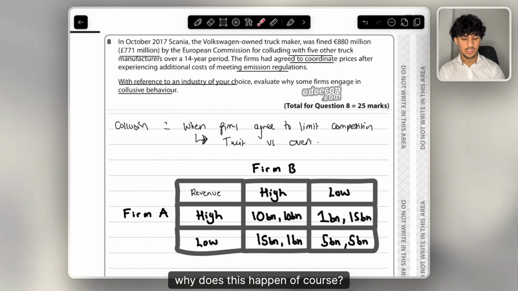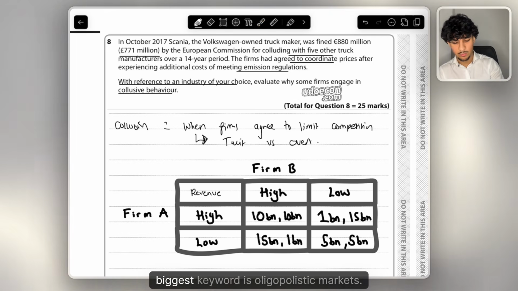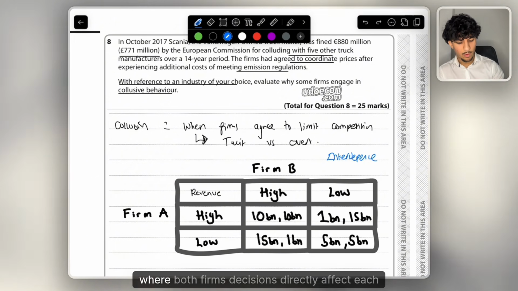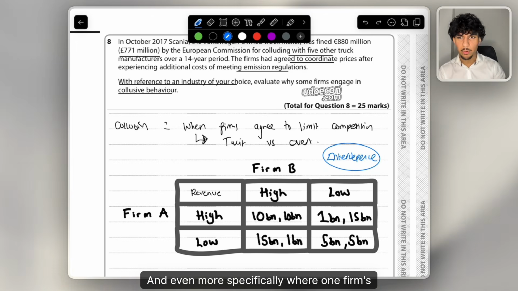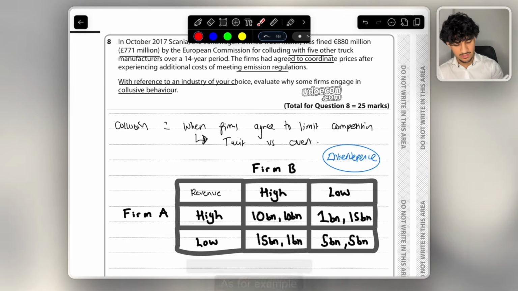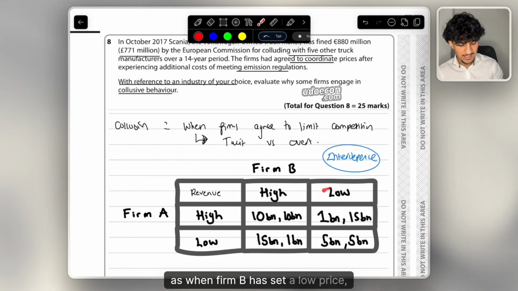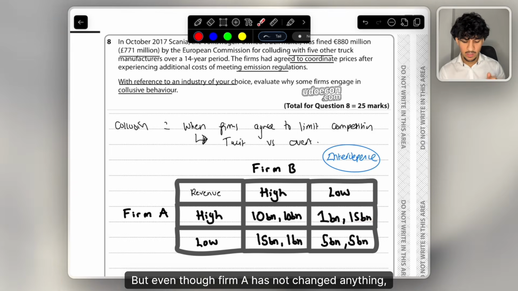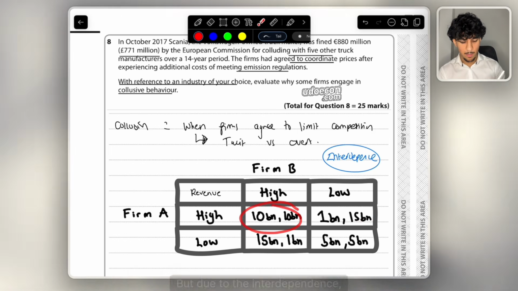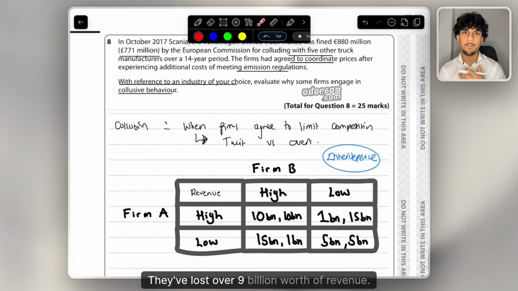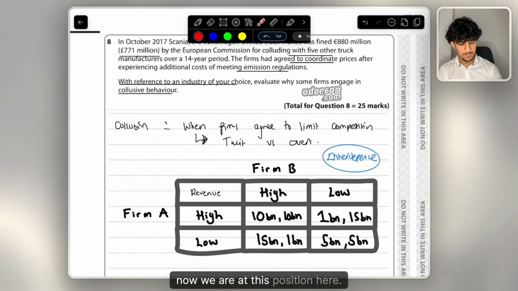And what is this to do with? Why does this happen? Of course, one of the main characteristics and pretty much the biggest keyword in oligopolistic markets, of course, is interdependence, where both firms' decisions directly affect each other, and even more specifically, where one firm's pricing decisions directly affect other firms' outcomes. And how can we see that? For example, when firm B has set a low price, their revenues have increased, but even though firm A has not changed anything, firm A has just stayed the same as it was here, due to the interdependence, their revenue has fallen significantly. They've lost over 9 billion worth of revenue.